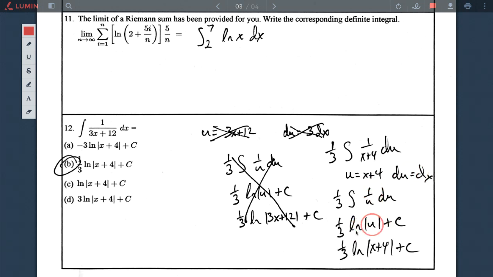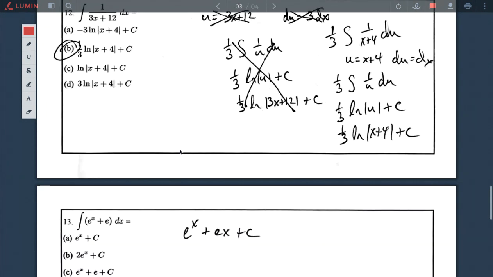Integrate that. I get the natural log of u, and then plug my u back in. And my u was x plus 4. So we get 1/3 natural log of x plus 4. So that one was kind of tricky. This answer right here is technically correct, but obviously we didn't have the answer to match it. Okay. So that told me I had to go back and redo it.